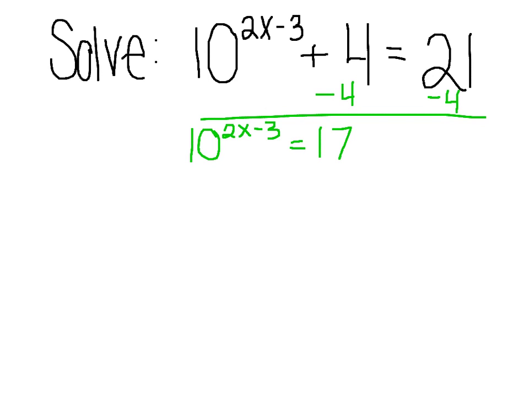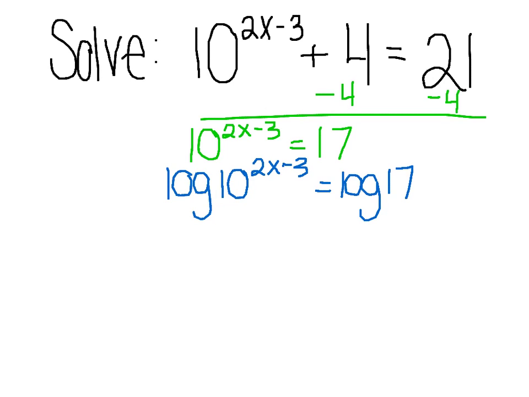Now, to separate the exponent, I'm going to take the log of both sides. I have a base of 10 here, so I'm going to take the log base 10, which is just log. So log of 10 to the 2x minus 3 equals log of 17, because what I do on one side I have to do on the other. This leaves us with 2x minus 3 equals log of 17.